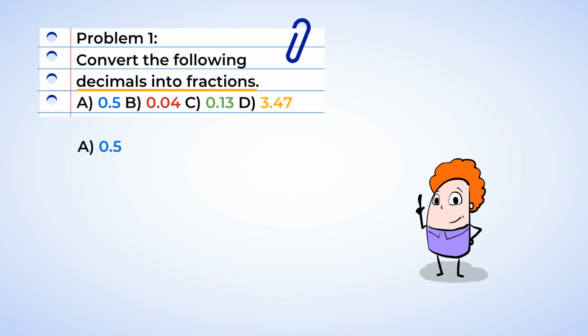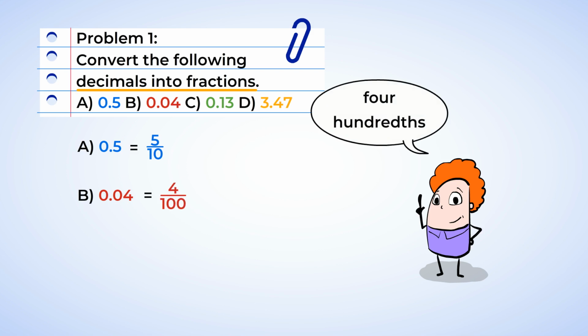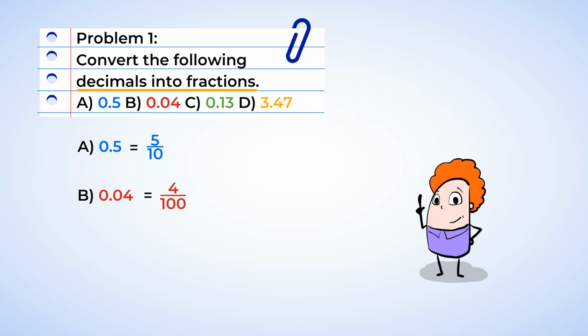Part A has a 5 in the tenths place, and so it's read as 5 tenths. Well, we can write the fraction 5 tenths by having a 5 as the numerator and a 10 as the denominator. Perfect. Part B has a 4 in the hundredths place, and therefore can be read as 4 hundredths. To write this as a fraction, we have a 4 as the numerator and a 100 as the denominator.